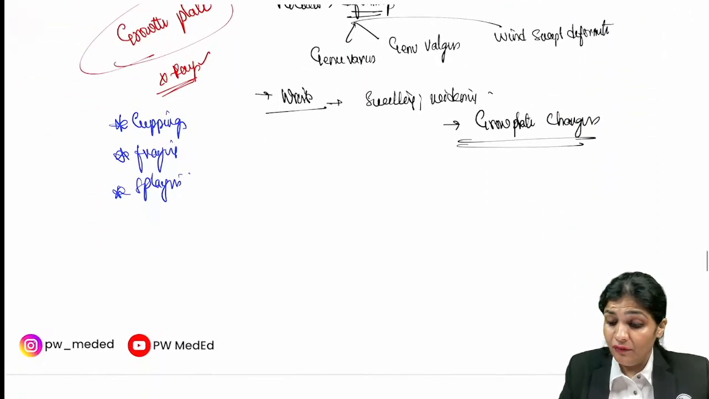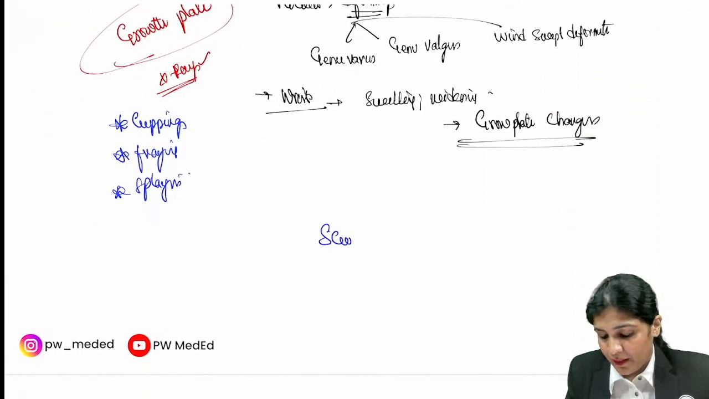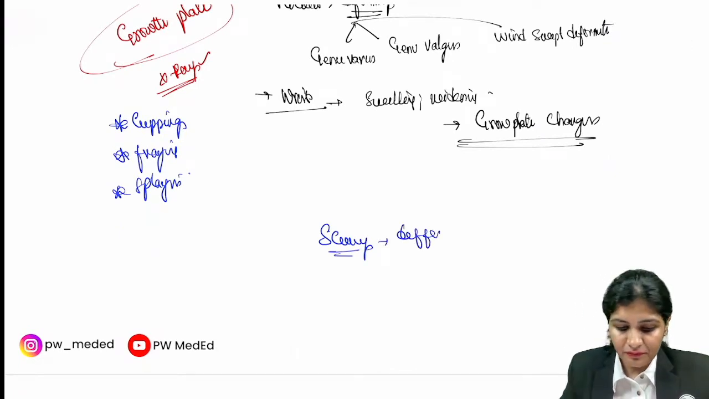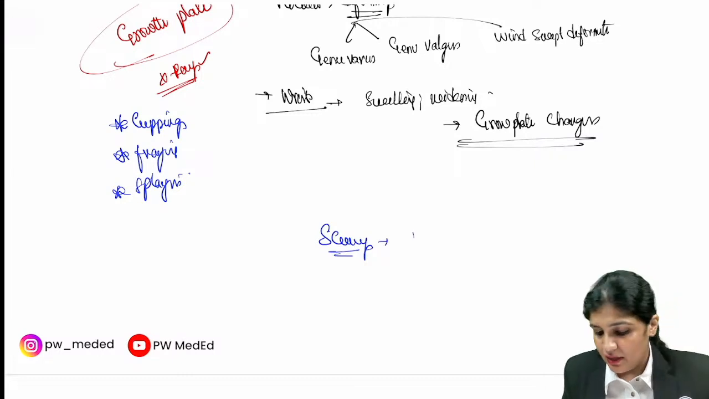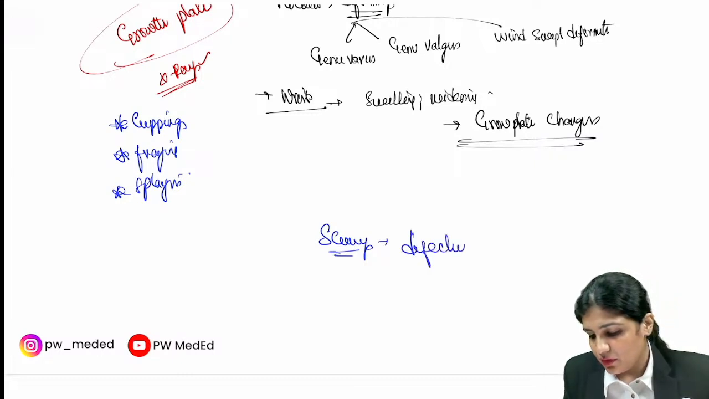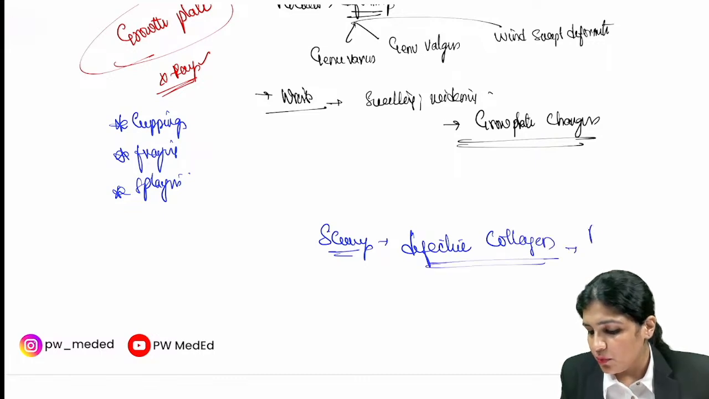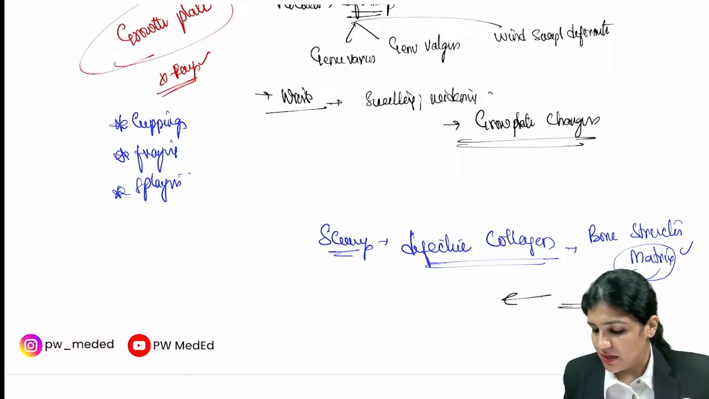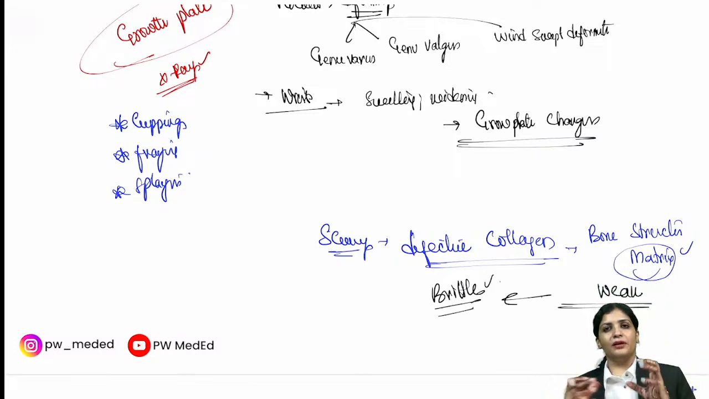And in case of scurvy, so what is this scurvy? So scurvy is defective collagen. Collagen, that is where the bone structure itself is weak. So there is a matrix of the bone. So this matrix of the bone becomes weak. So whenever the bone becomes weak, this matrix will become brittle. Right, the bone now becomes brittle.